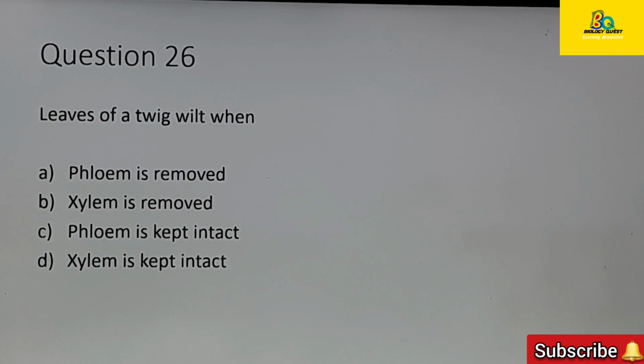So, which is the correct answer? Just think, when do the leaves of a plant wilt? It's because the leaves are not getting water. How does water reach the leaves? It is through the xylem. So, what is the correct answer? The correct answer is option B, xylem is removed. The leaves of a twig wilt when the xylem is removed.